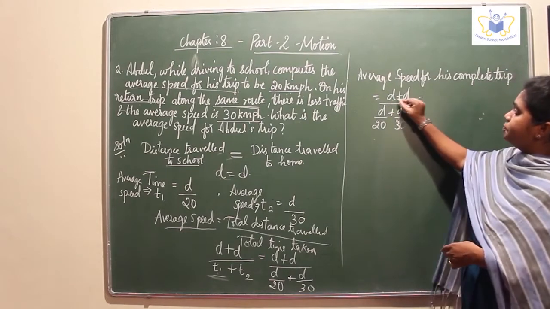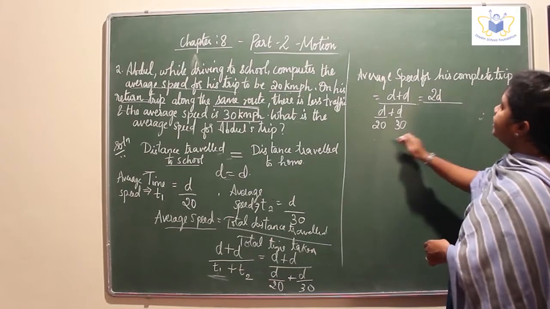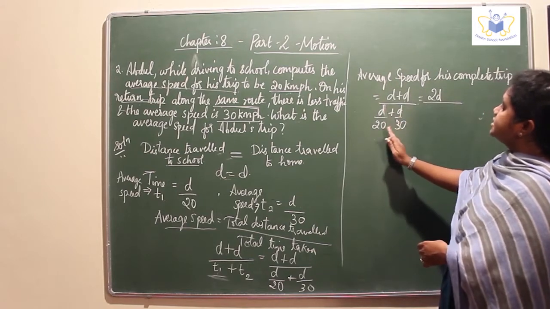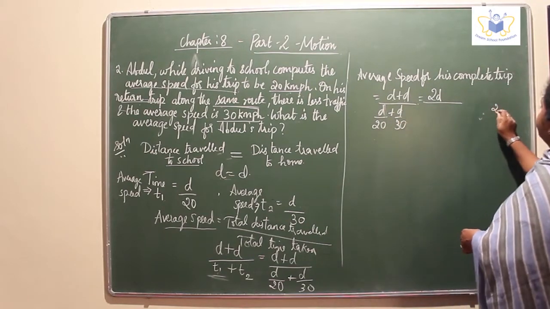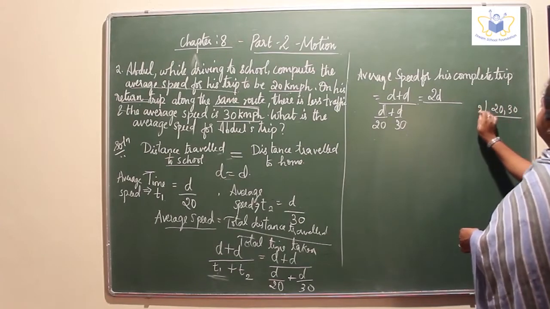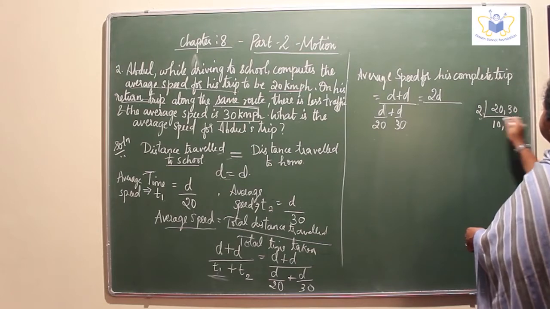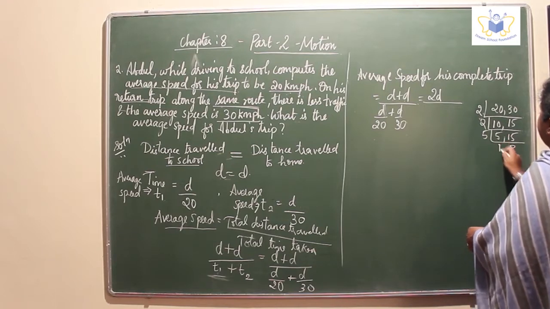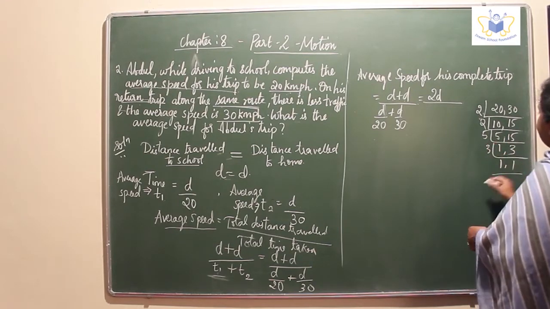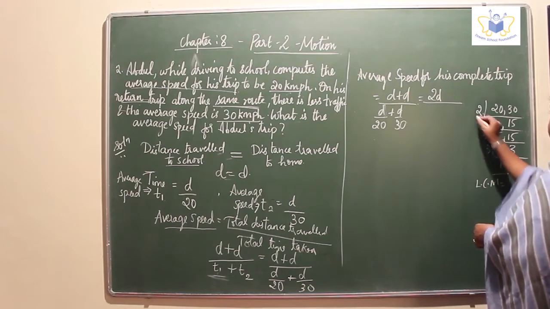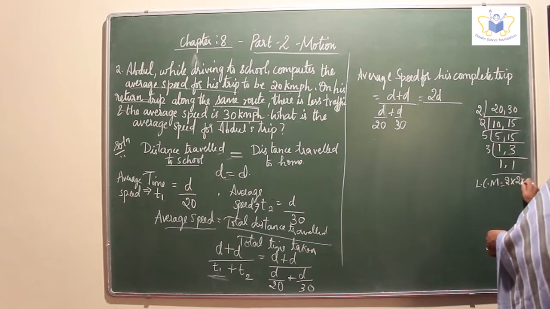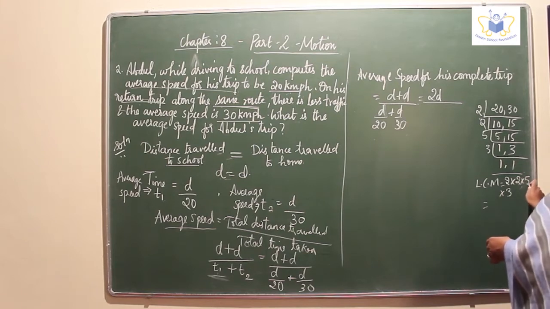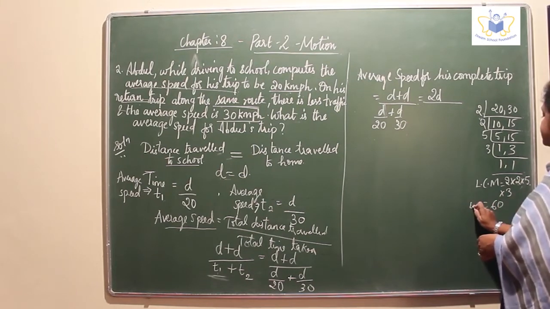Now when we calculate this, D plus D is 2D, divided by, here we have to find out the LCM because it's in fraction. So when we take the LCM of 20 and 30, it is 2 into 2 into 5 into 3. So 2 2s are 4, 4 5s are 20, 3 20s are 60. So our LCM is 60.